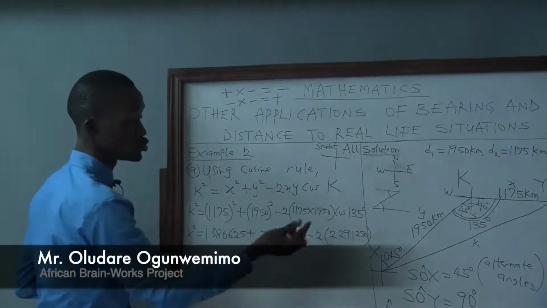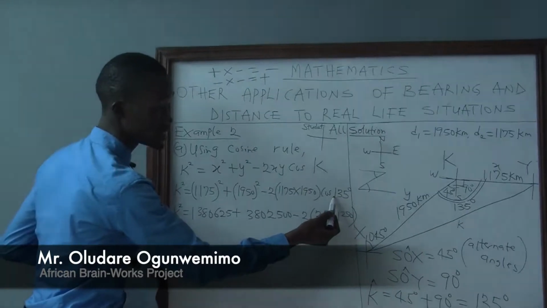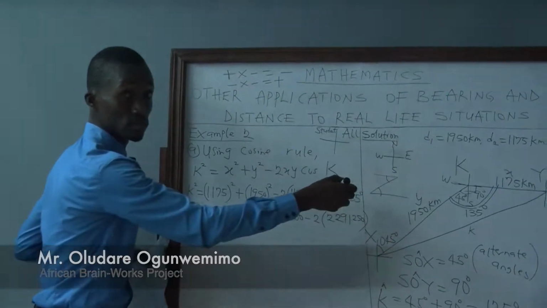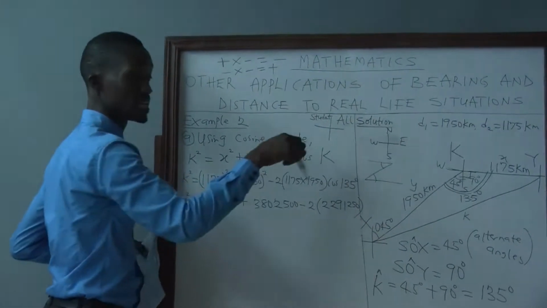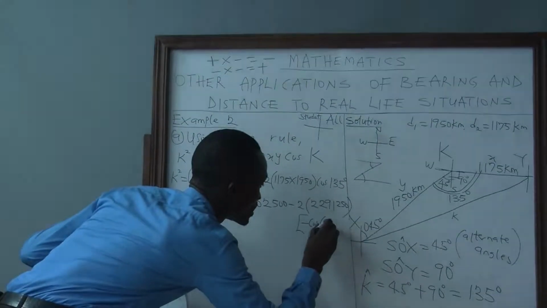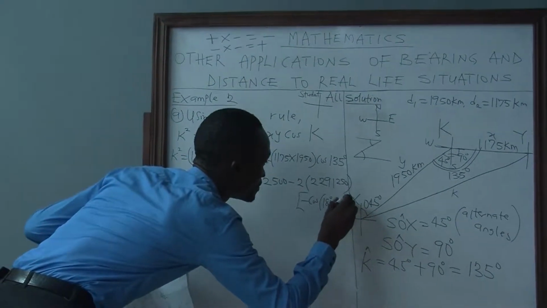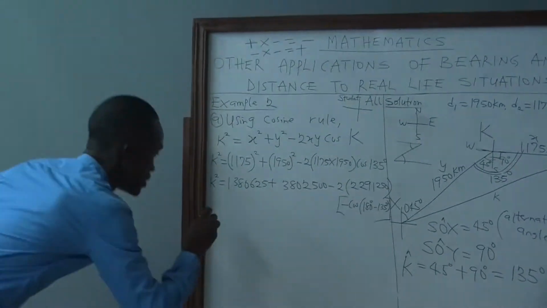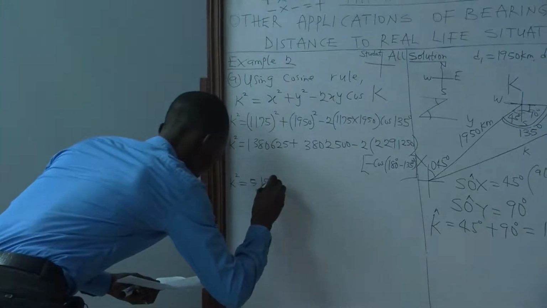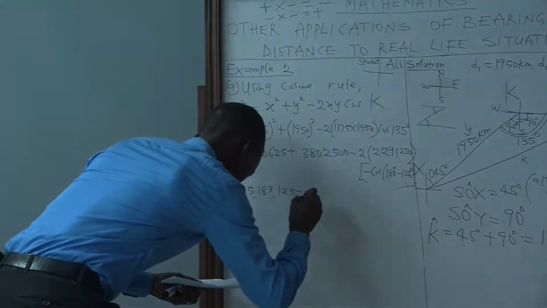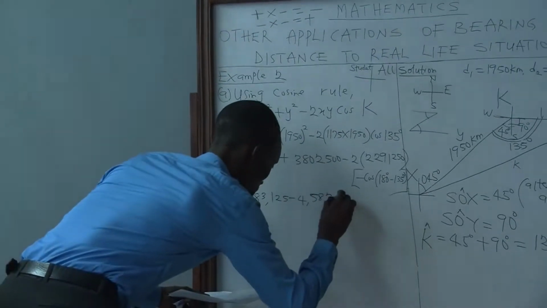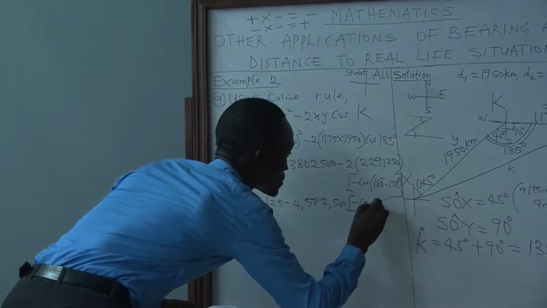So for us to be able to use the four-figure table, since this is coming from the second quadrant and cosine from the second quadrant carries a negative sign, we subtract the angle from 180, because the maximum angle we have in the four-figure table is 89 degrees. So into minus cos of 180 degrees minus 135 degrees. So we have k squared. By adding these two, we have 5183125 minus 4582500 into minus cos 45 degrees.